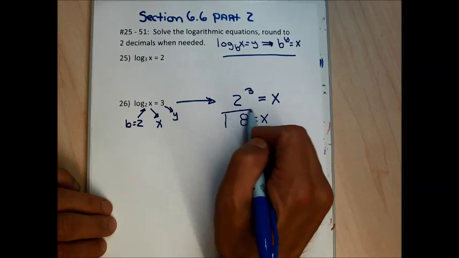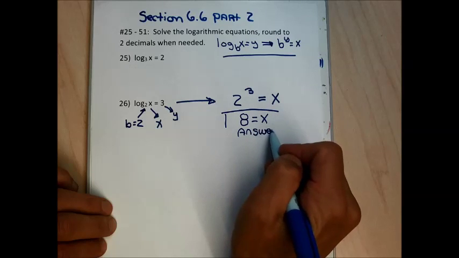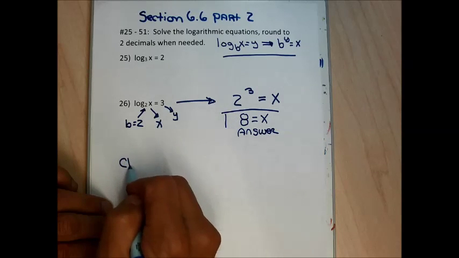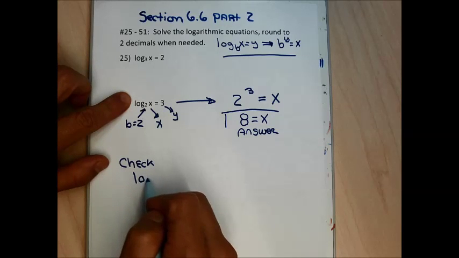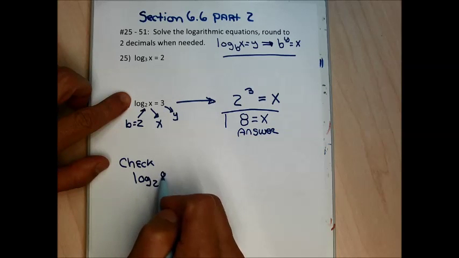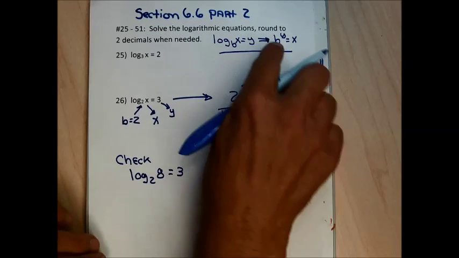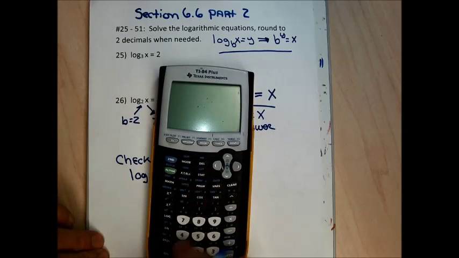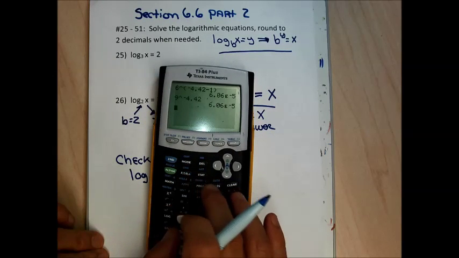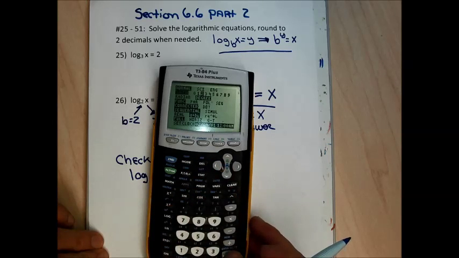I claim that's my answer for problem 26, but I should certainly check, and it's real easy to check. If I plug in 8 for x, the log base 2 of 8 should equal 3. It does say round to 2 decimals, but I don't see any decimals here. I'm going to put my calculator in mode float until I get to a problem that has an ugly decimal. So, back to mode float.